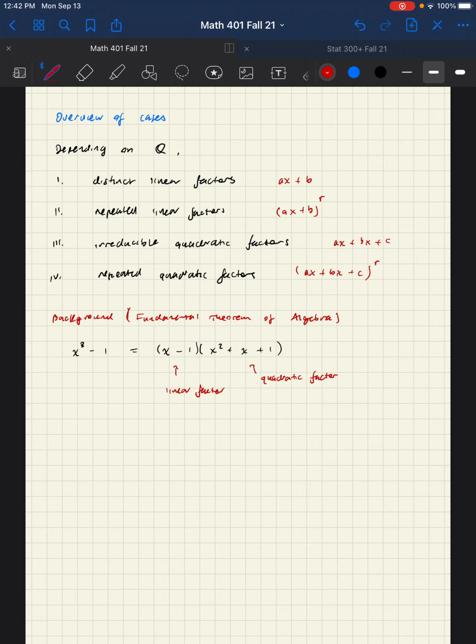And it can be shown, but we won't, that any polynomial at all is going to fall into one of these cases or a combination of these cases. So you can't get an irreducible cubic factor or an irreducible fifth power factor. All of those will break down into smaller factors that are linear or quadratic, that are irreducible. Okay, so having said that, we are going to focus on these 4 different cases one at a time.